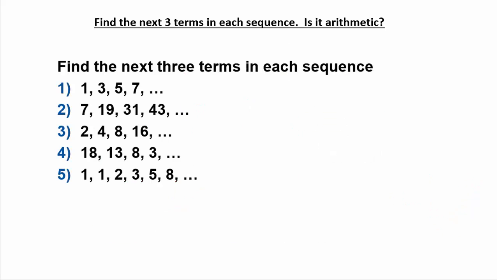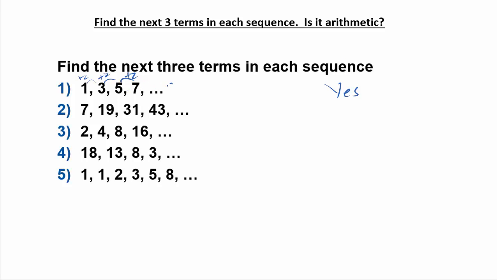Okay, so what we're going to do is look at each of these sequences, find the next 3 terms, and identify if it's arithmetic or not. We'll start with this first one. If we look at the difference here, this is an increase of 2. This is an increase of 2. That is also an increase of 2. We can see that yes, this is going to be an arithmetic sequence because it's always increasing by 2.